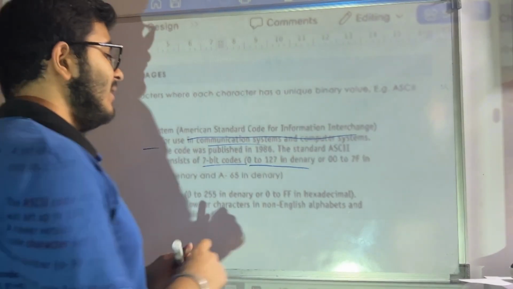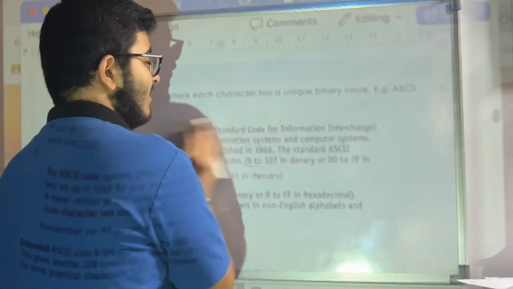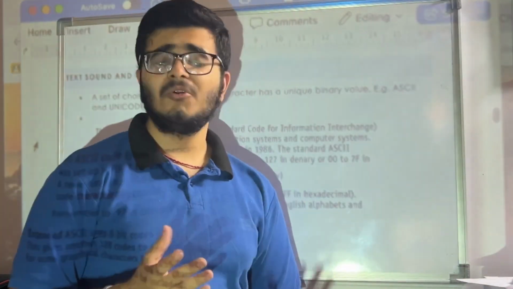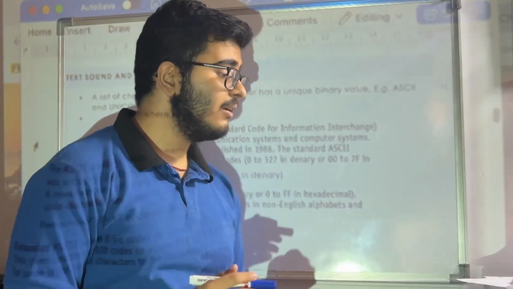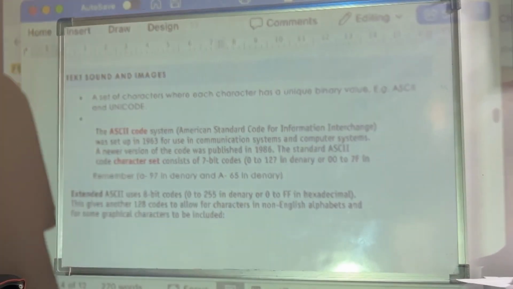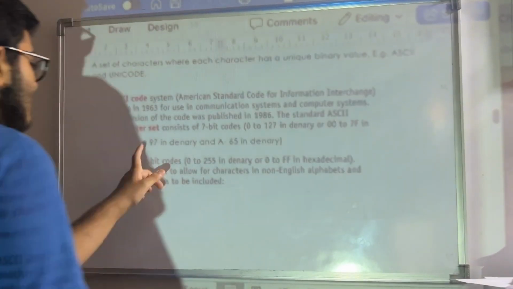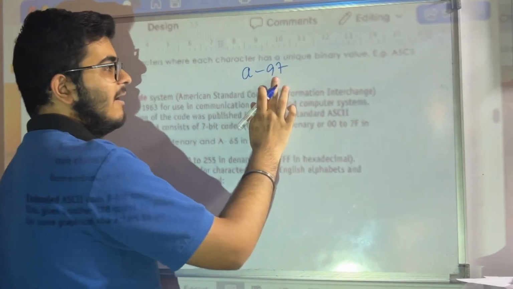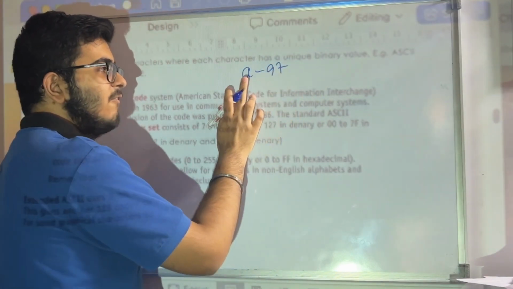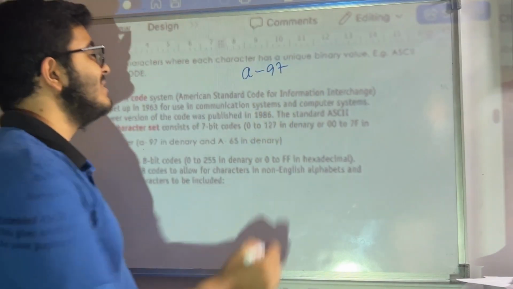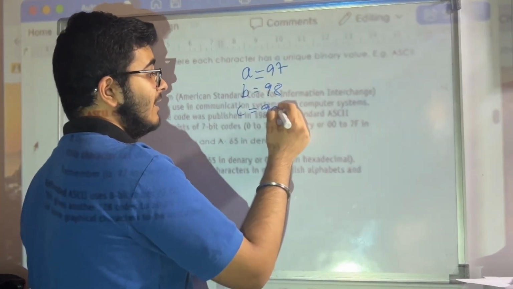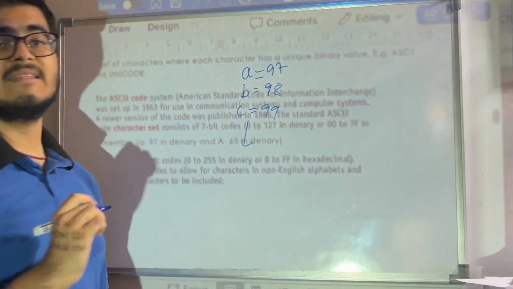Now what you need to remember: in your book, a whole table is given. What is the binary value of A? What is the binary value of B? You do not need to learn that. An easy trick to learn that is, say, A is 97 in denary. So A is 97. If you convert it to binary, it is the binary value for A in ASCII, right? So obviously B is going to be 98, C is going to be 99, and likewise you're going to go till Z.